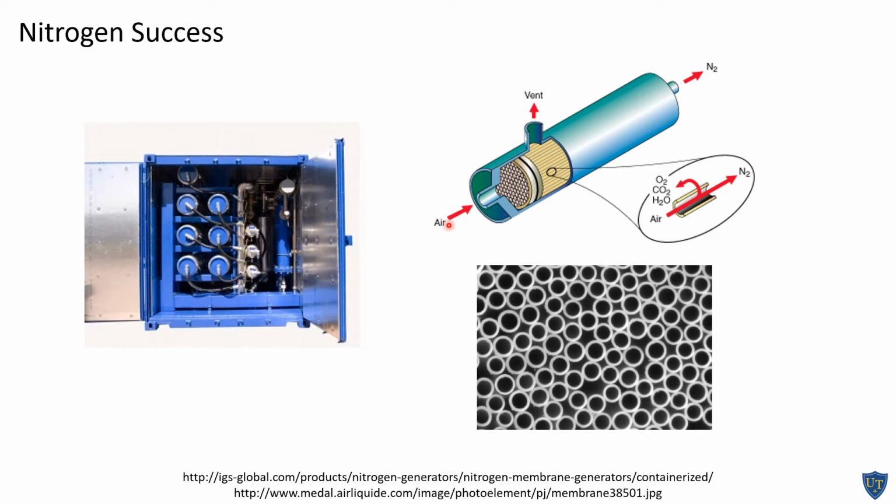Air is compressed and fed to the lumens of the fibers, where as it passes through the lumens, oxygen selectively permeates out. Other components like CO2 and water also will permeate out, leaving behind a nitrogen-enriched stream. This is our product. These modules can be put into a container or a crate and then moved to a point where nitrogen is needed. And as long as you have electricity, you can plug the unit in and produce nitrogen there. There's no need to deliver liquid.